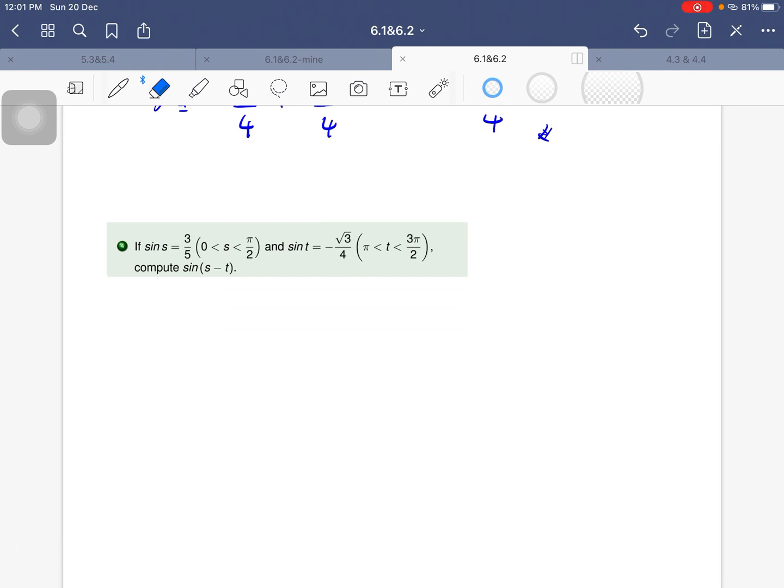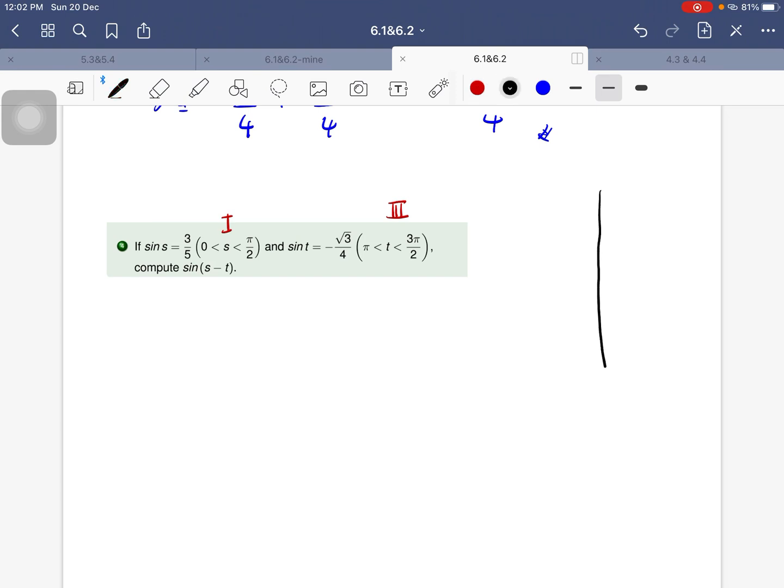So the question said that if sine S is equal to 3 over 5, where S is in the first quadrant. Why do I know this is going to be in the first quadrant? Because it's positioned between 0 and pi over 2. So that's the first quadrant. And sine T is going to equal negative square root 3 over 4, and that is going to be positioned in the third quadrant because it's from pi until 3 pi over 2. So the question asks you to compute sine of S minus T.